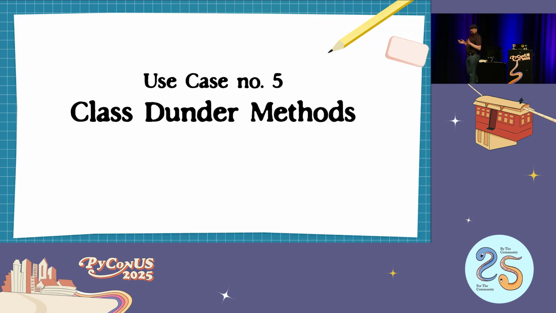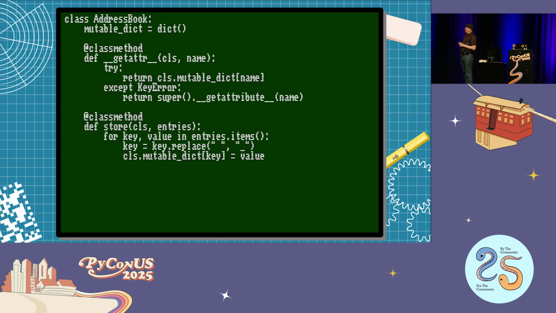Last, but probably most useful, is whenever you need class Dunder methods. I learned this the hard way. Let's say I'm writing, and by the way, this is really contrived code because I wanted to fit it onto the slide, but I did do something similar to this in real life. That was less contrived. Let's say you want to control how you're accessing class attributes.